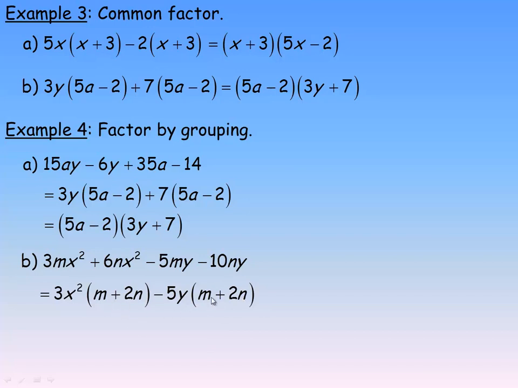Now notice what's in the 2 sets of brackets is the same thing, so we can common factor an m plus 2n out, and if we do that, what's left is 3x squared minus 5y. So that would be completely factored now.